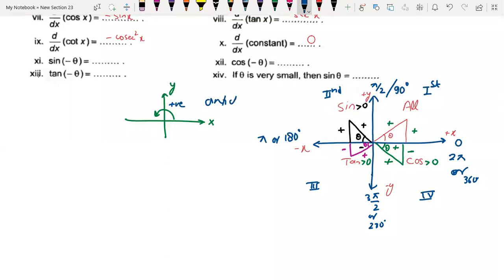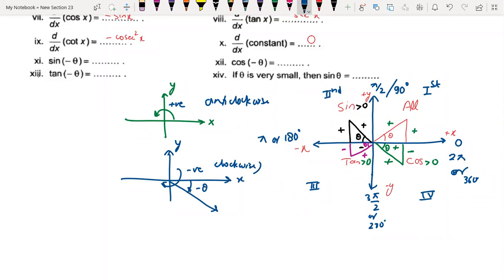If we want to go clockwise from the starting position, then that is the opposite direction of angle measurement. So if you are rotating -30 degree, -30 degree will belong to the fourth quadrant. This is the negative angle minus theta, because clockwise angle is taken as negative angle. From the initial position, if we start moving in clockwise direction, that is negative. Anti-clockwise direction is positive.